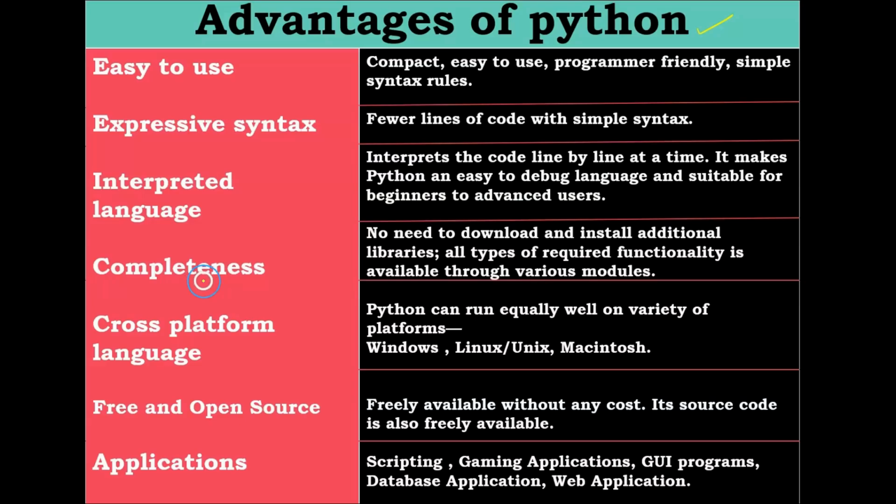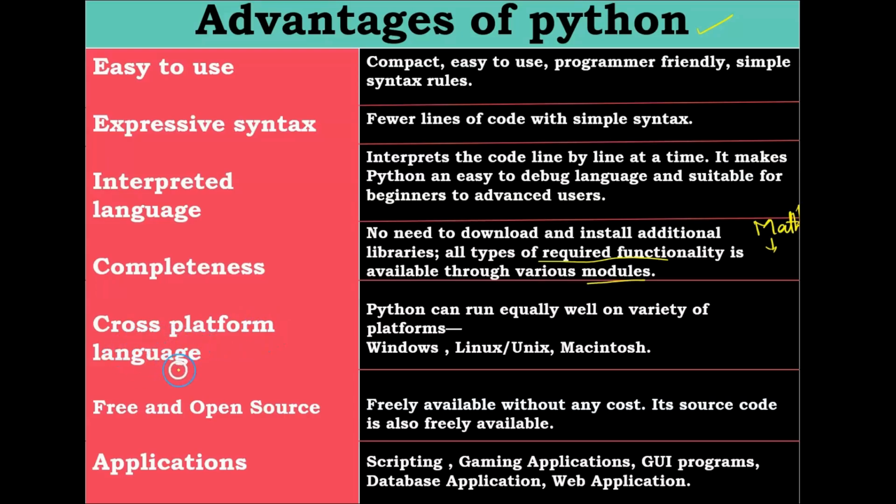The next one is completeness. No need to download and install additional libraries. We have all the required functionality available in the various modules. We have many modules in Python, and under the modules we have all the functions. You can use those functions from the modules. For example, we have the math module in Python. Under the math module we have many functions, and we can use the functions from the math module.